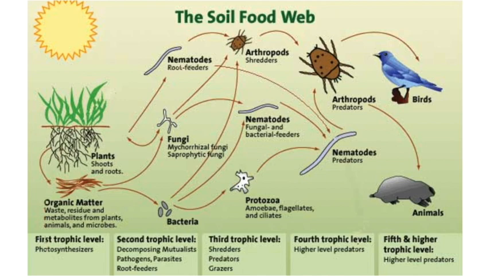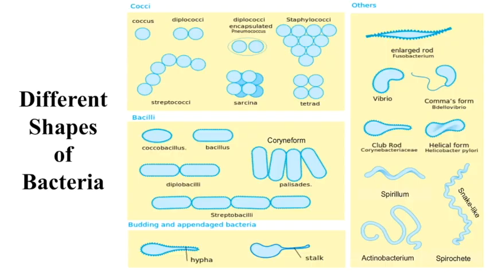We started by talking about the soil food web, the trophic levels, and how bacteria and fungi are categorized as being in the second trophic level. They're the decomposers, mutualists, pathogens, parasites, and root feeders. We also spoke about the different shapes of bacteria and how we can identify beneficial bacteria from disease-causing bacteria by shape and also by movement. We learned that beneficial bacteria are generally not as motile as the disease-causing bacteria.